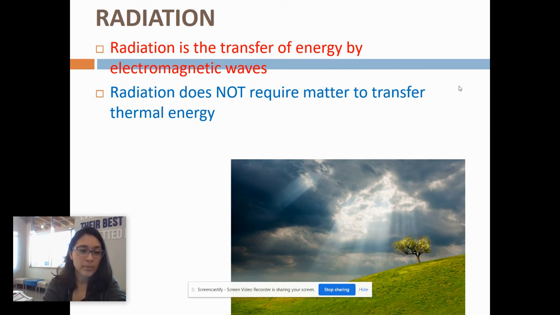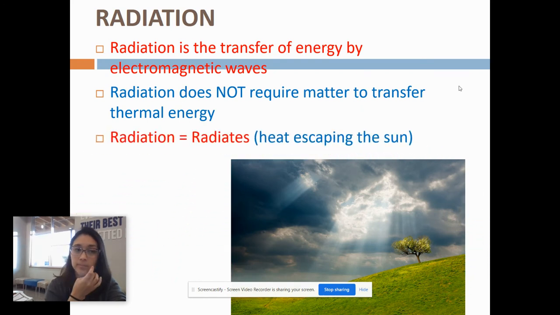Another good example is your phones. Your phones use radio waves to send signals to other phones so you can hear each other, or text messages, it sends those through radio waves. Those are all examples of radiation. You'll find out more about the different types of waves and what they're used for in 8th grade. But just know that radiation is through waves, and those waves are invisible mostly, except for visible light. And those waves can transfer heat.